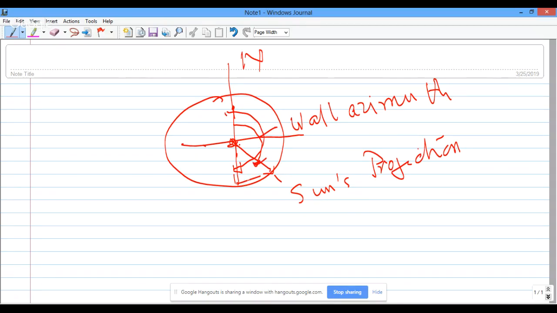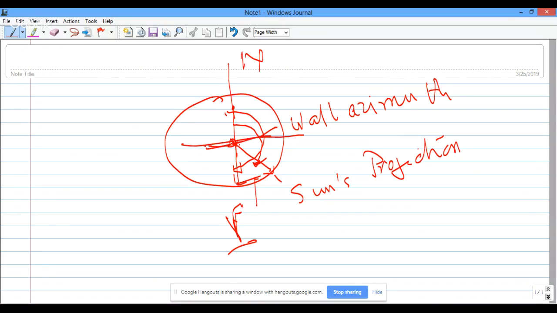The difference between these two is gamma. That's the notation you have used. Gamma is the wall solar azimuth. I think that's the question. Wall solar azimuth angle. Okay, how to calculate solar azimuth angle and wall azimuth angle? Now, this is very simple.